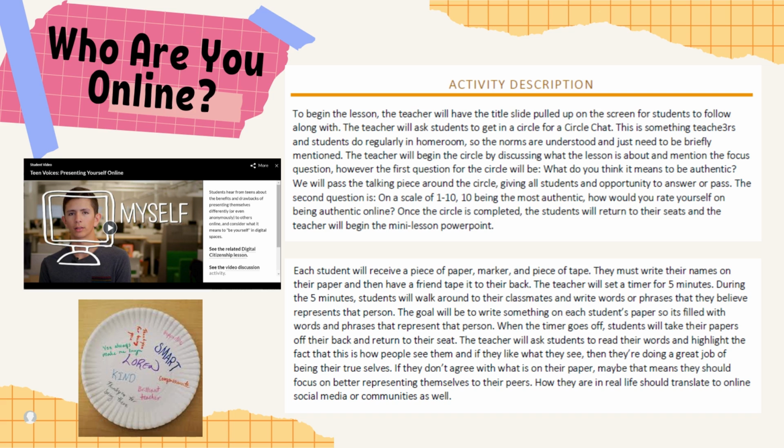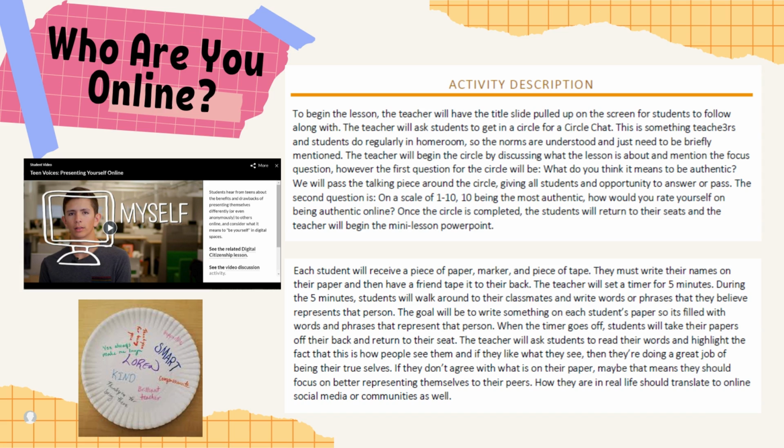It's where students received either a piece of paper or a paper plate. I ended up running out of paper plates, so some people had paper. And I asked them to tape it to their back, write their name in the middle of it. And for about 5 minutes, students walked around the room to their classmates and wrote words or phrases that they believed represented that person. And it was anonymous because you really don't know who wrote what by the time you take the plate off of your back and you have a chance to look at it.